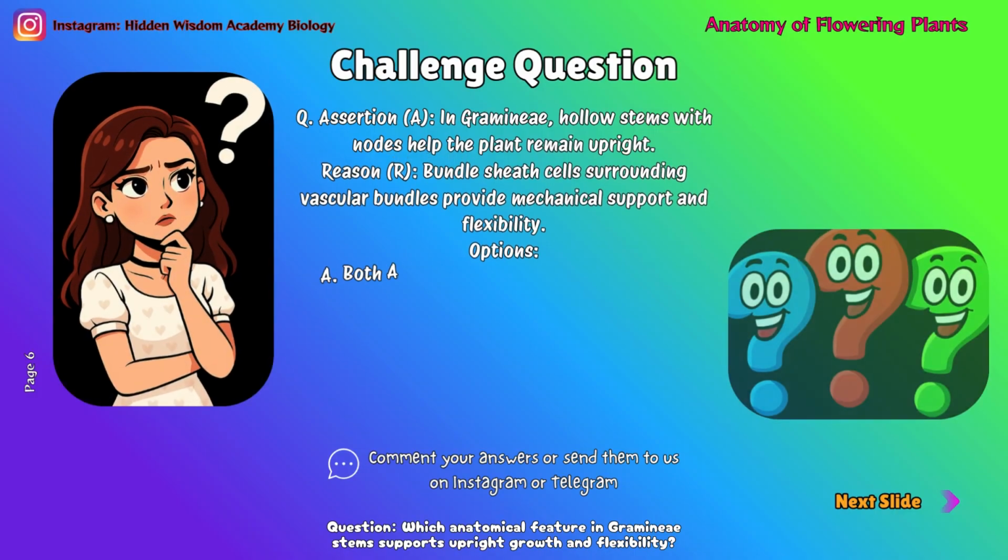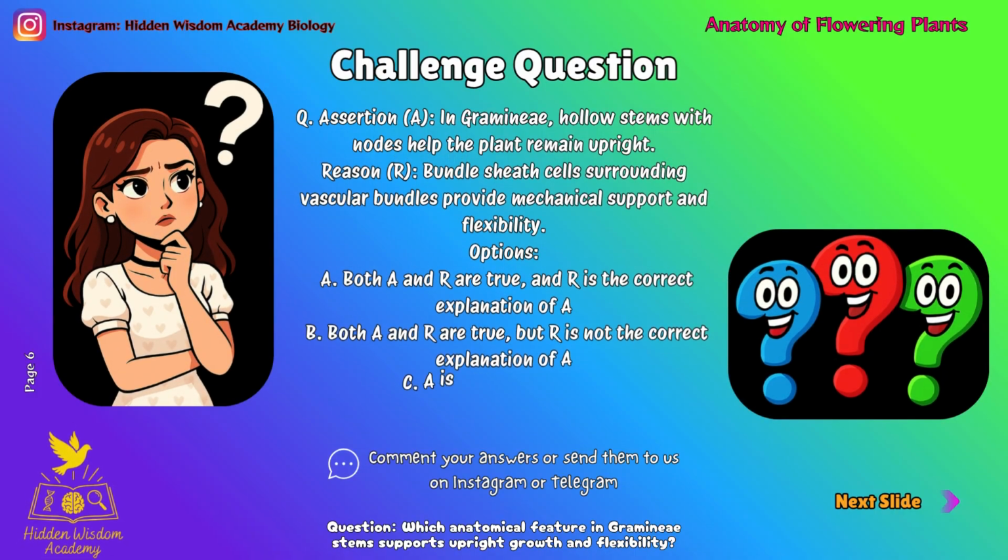Here's your challenge question for today. Assertion A: In Gramineae, hollow stems with nodes help the plant remain upright. Reason R: Bundle sheath cells surrounding vascular bundles provide mechanical support and flexibility. Is it option A? Both A and R are true, and R is the correct explanation of A. Is it option B? Both A and R are true, but R is not the correct explanation of A. Is it option C? A is true, but R is false. Or is it option D? A is false, but R is true.